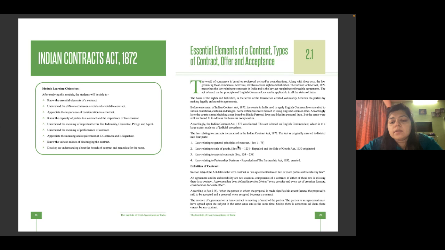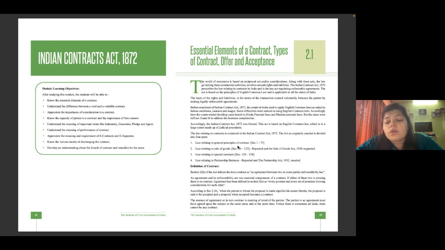Now, an agreement and its enforceability are two essential components of a particular contract, as has been rightly pointed out in the reading material. But if either of these two is missing, then the contract either becomes void ab initio, or it becomes void, or it becomes voidable. But voidable is always at the option of one of the parties. It's not the same case as the particular contract being void or void ab initio.